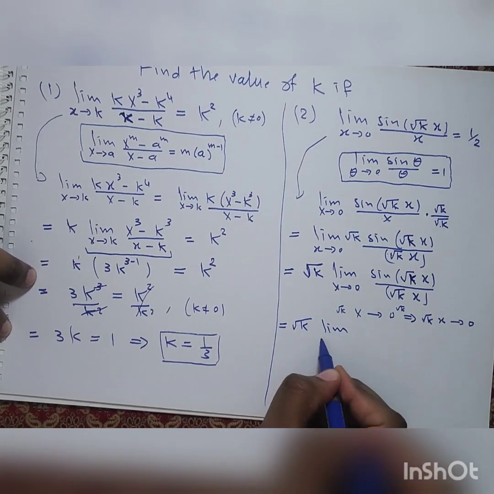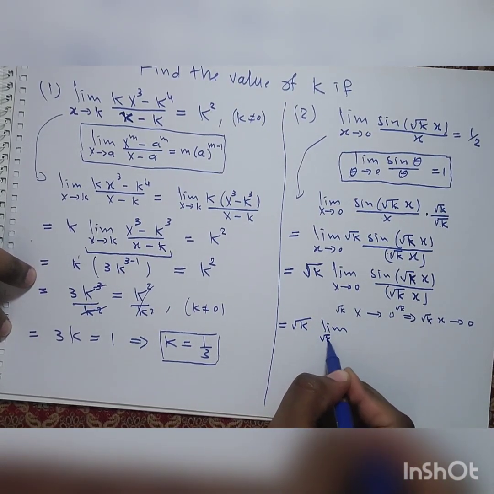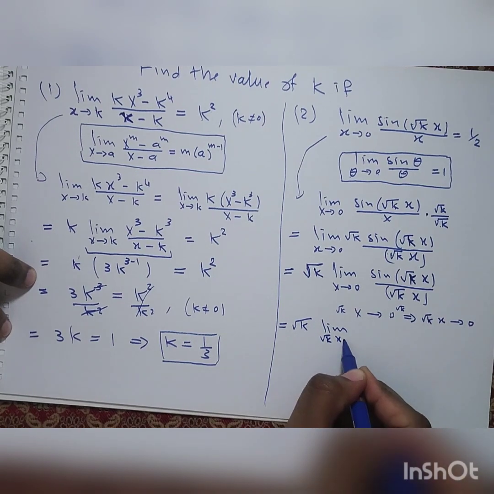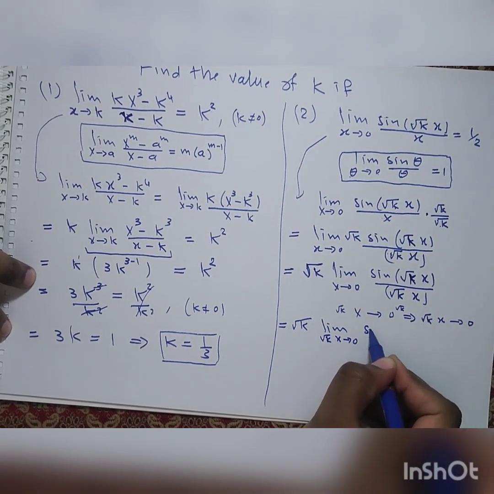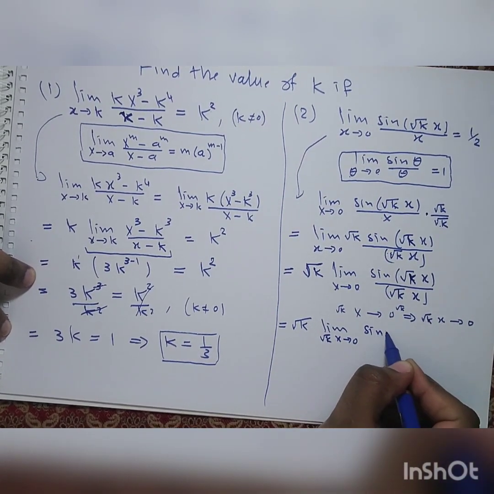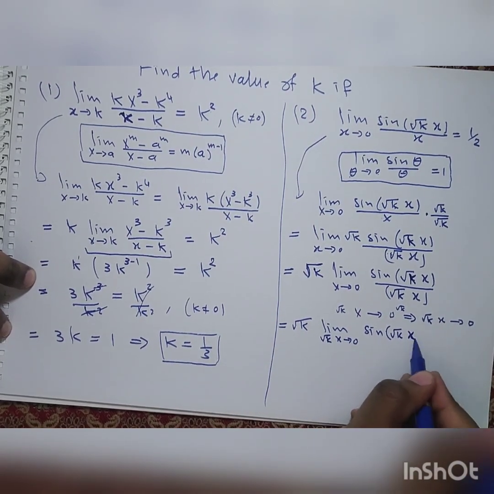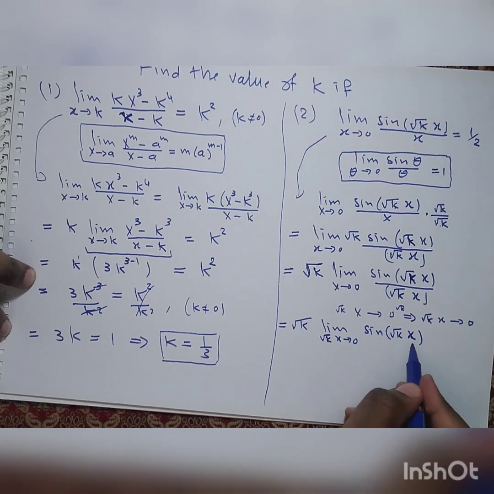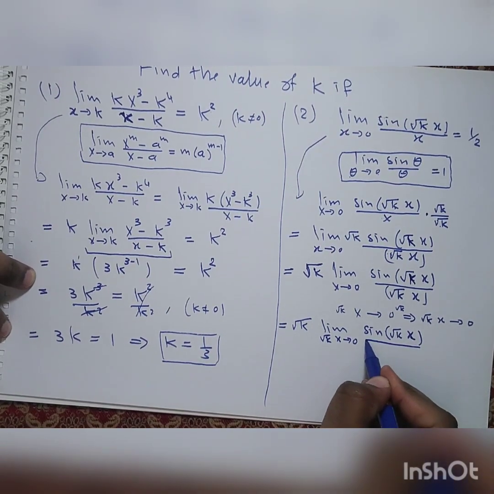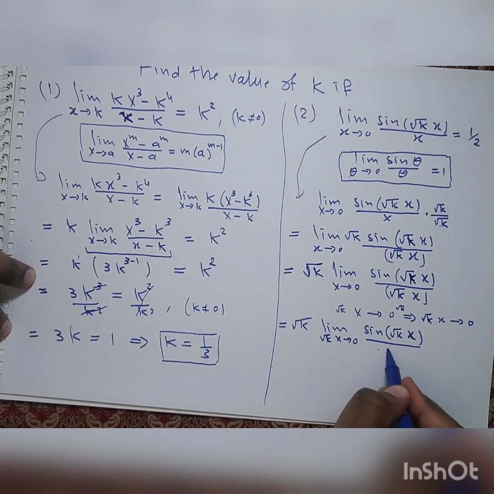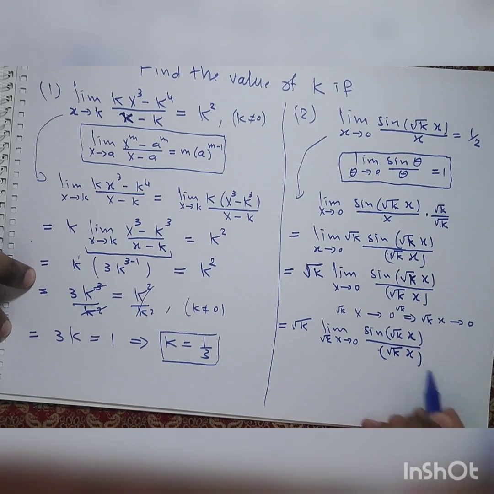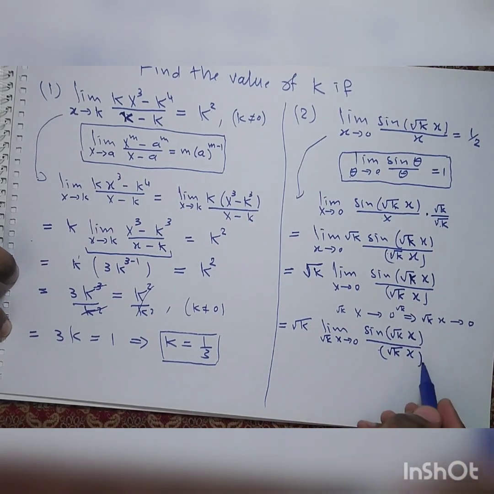So now we can write radical k times the limit as x approaches 0 of sine radical k times x. Sorry, sometimes I write the k and the x a bit similar, but it is clear from what I'm saying. And here we also have radical k times x. So now we are safe to apply our rule.